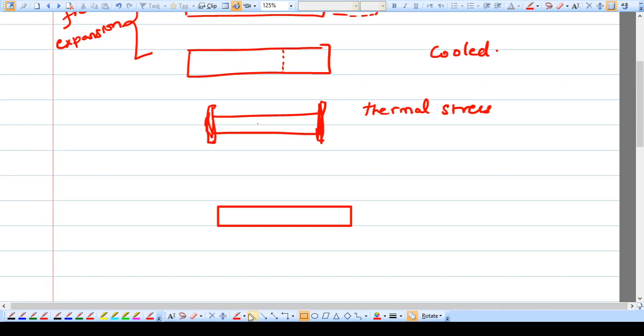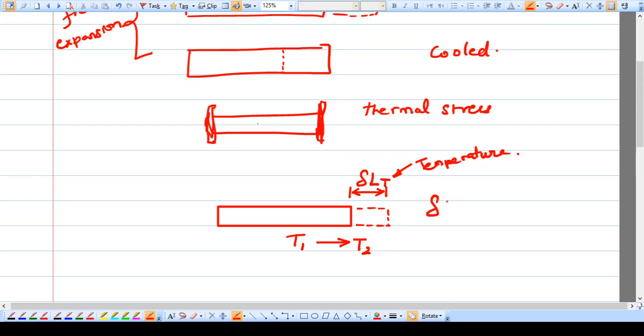Consider a body like this, initially at temperature T1. When it is subjected to a temperature T2, the body gets elongated like this, and the change in length is given by delta LT. I am writing T because this change in length is due to the temperature change. To account for the temperature, I am writing it as delta LT.